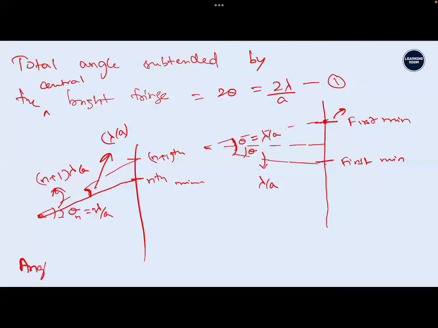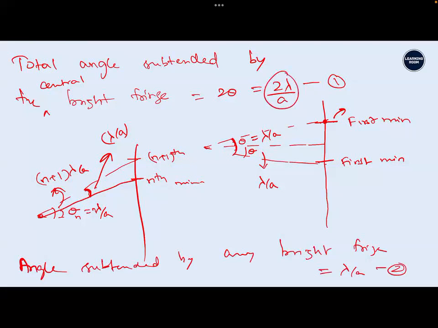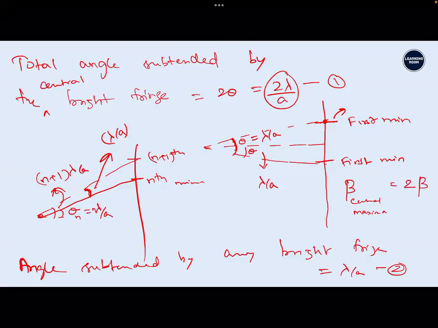So angle subtended by any bright fringe other than the central maxima is how much? Lambda by a. So angle subtended by the central bright fringe is 2 times lambda by a. Angle subtended by any other bright fringe is lambda by a. That is why the fringe width of central maxima is equal to twice the fringe width of any other maxima. So this is an often used formula. What is that logic?